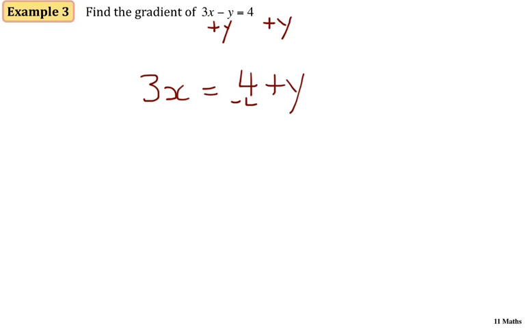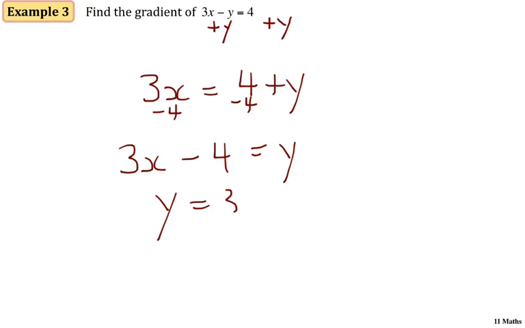Now I'm going to minus 4 to both sides, which gives me 3x minus 4 equals y. When I look at that, that's the same as y equals 3x minus 4, and m is the number in front of x, which means m equals 3. The gradient, or the slope, is equal to 3.